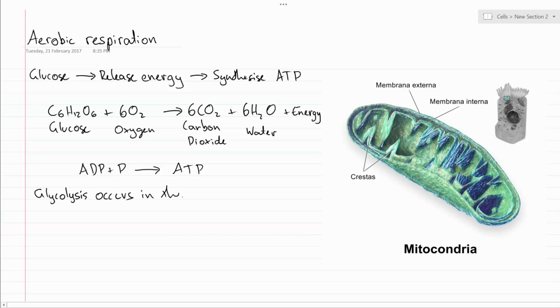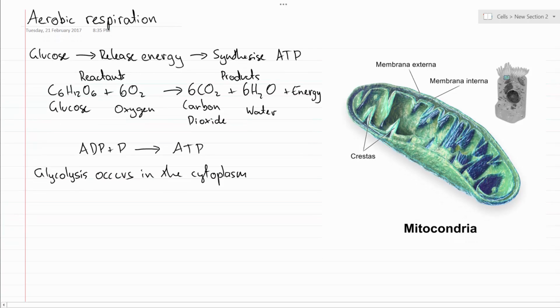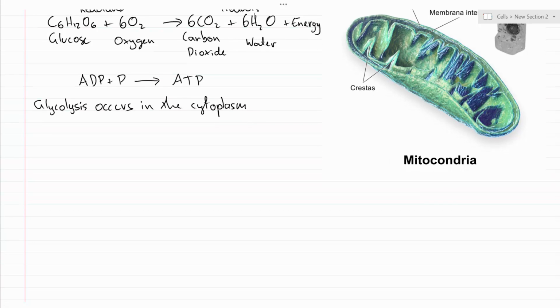in the cytoplasm. So this is one part of releasing the energy through this process of aerobic respiration from glucose. The equation is just a summary of what we're starting off with, so our reactants, and then what our products are. So glycolysis occurs in the cytoplasm, and this is going to start releasing energy from that glucose molecule.